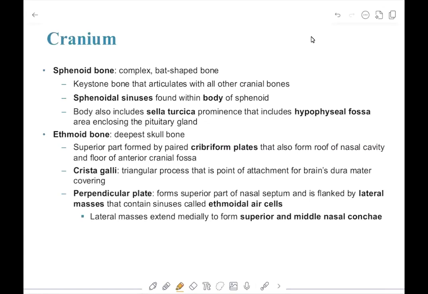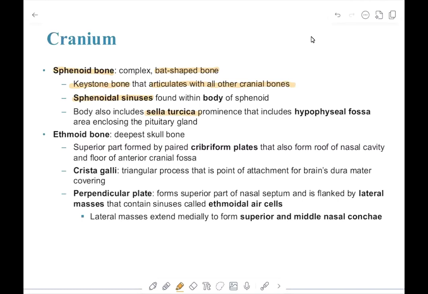Continuing with the cranial bones, we have the sphenoid bone, which is a bat-shaped bone. Kind of looks like the symbol for Batman. And as I mentioned previously, it's the keystone bone because it articulates with all other cranial bones. It has within it sphenoidal sinuses. The body also includes what's called a sella turcica, which literally means Turkish saddle. And it kind of looks like the saddle that you would put on top of a horse.